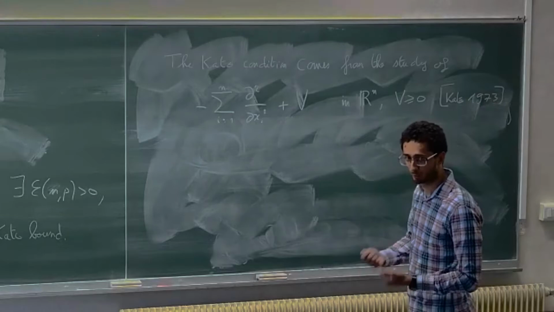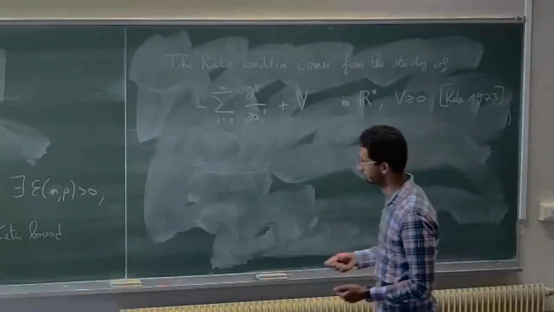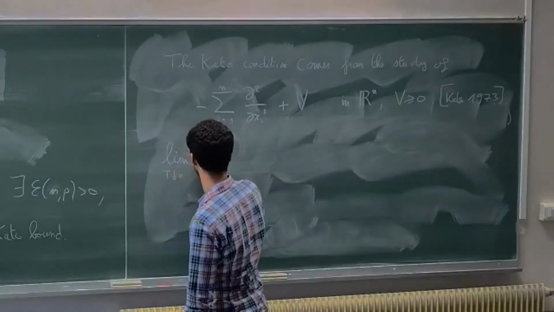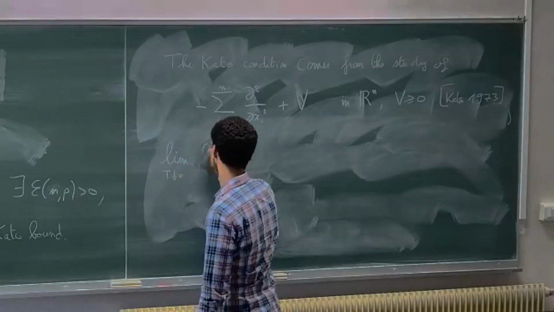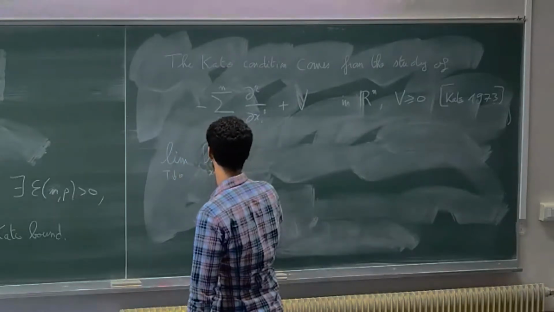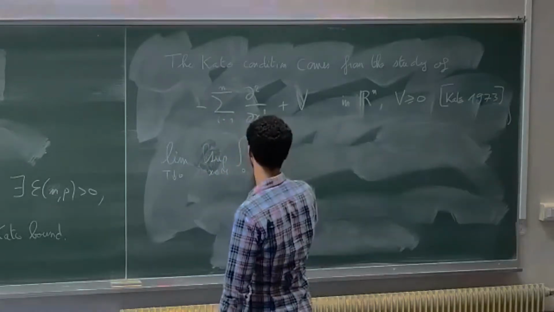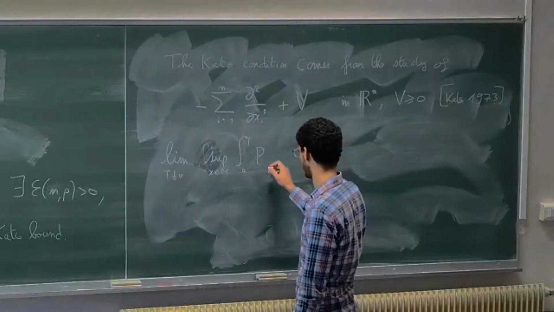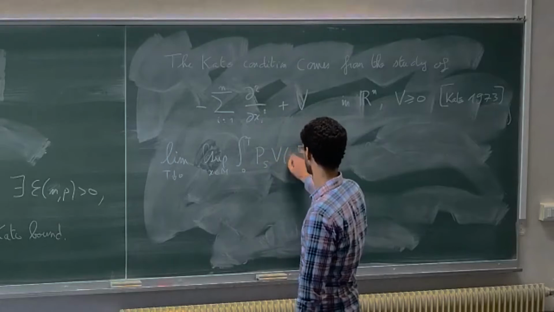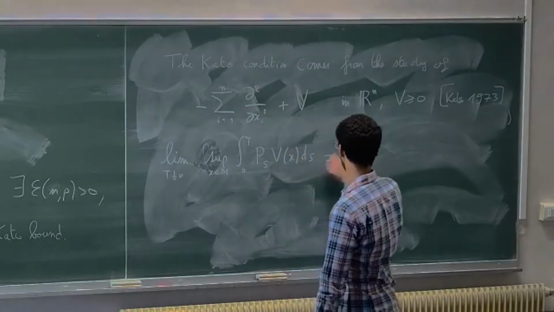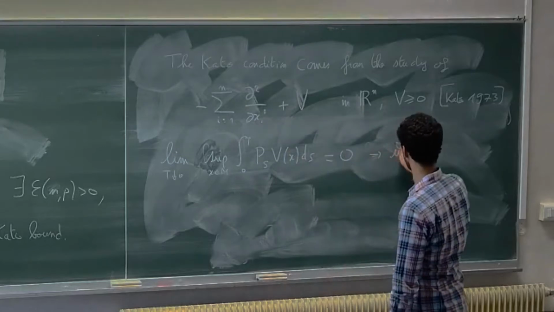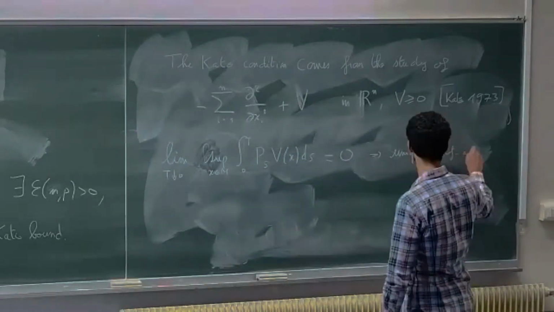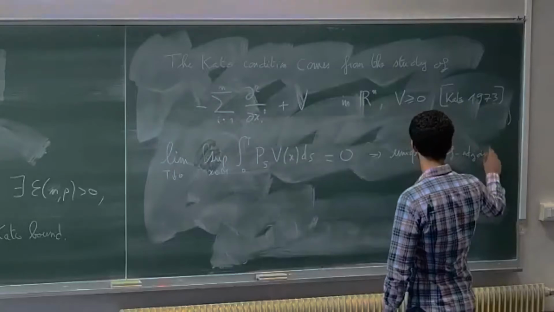He gave a condition: the limit as t goes to 0 of the supremum over x of the integral between 0 and t of the Euclidean heat flow, the convolution with the Euclidean Gaussian heat kernel, applied to V. If this limit is 0, then there is a unique self-adjoint extension of this Schrödinger operator.